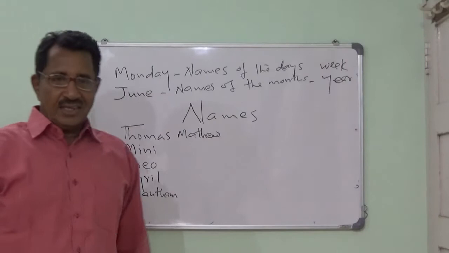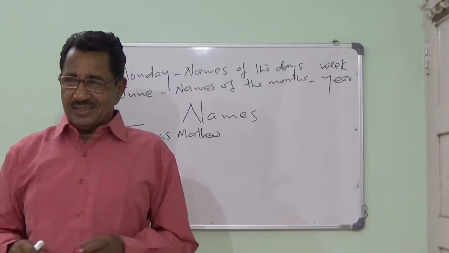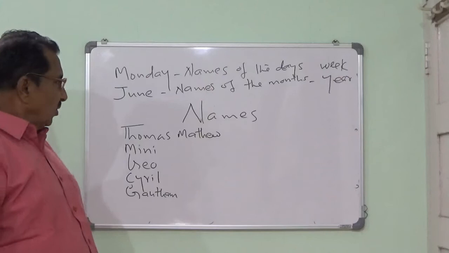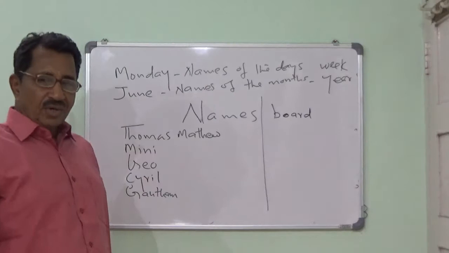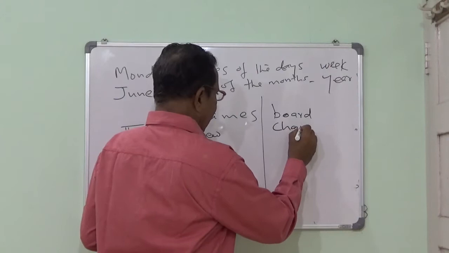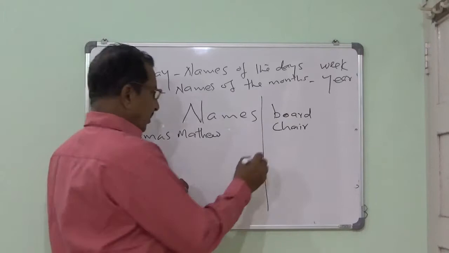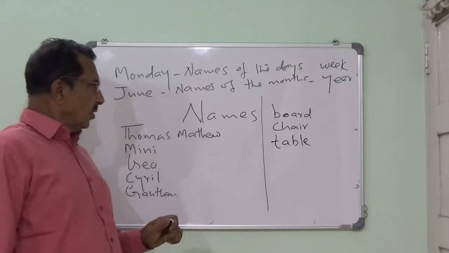Okay. Now you look around the class. You will find many other names. What are the names that you find? You find board. Just in front of you, you have got the board. What are you sitting in? Chair. Your chair. Where are you keeping your books? Your table. Chair. Table. So you have got board, chair.